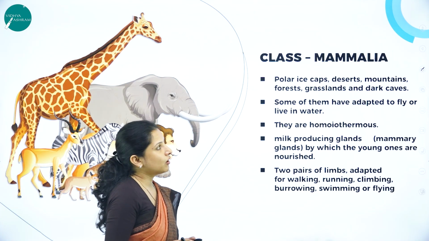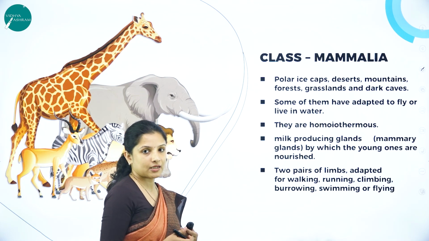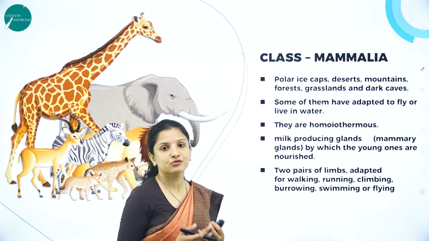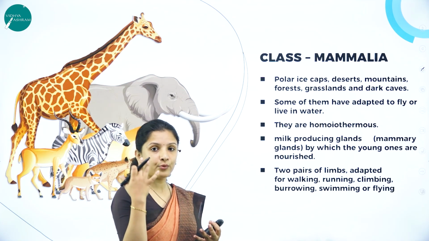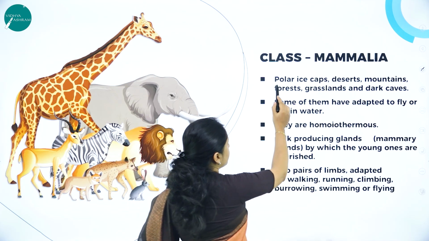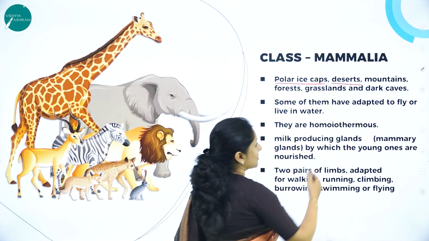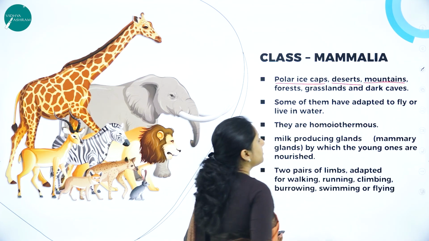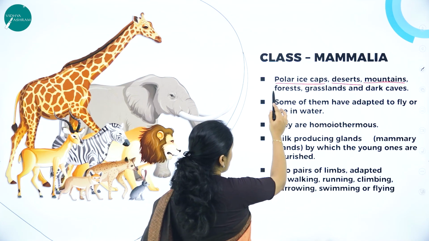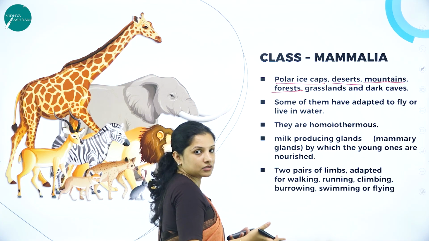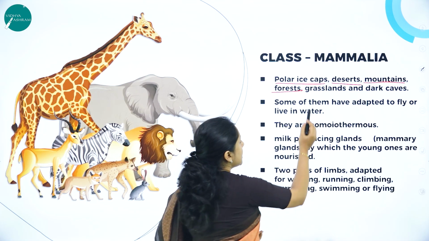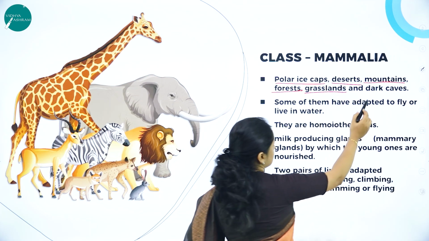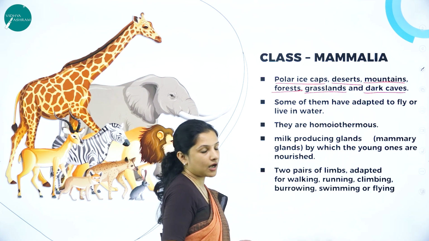So class Mammalia. All the mammals are placed under class Mammalia and they are distributed in a wide variety of habitats throughout the world. They are found in polar ice caps, for example the polar bears; the deserts, that is the camels, and the kangaroo rat is one of the best examples; in the mountains, the grizzly bears; in the forest, the tigers and the elephants; in the grassland, especially the lions, deer and all that; and in dark caves, where bats are found.